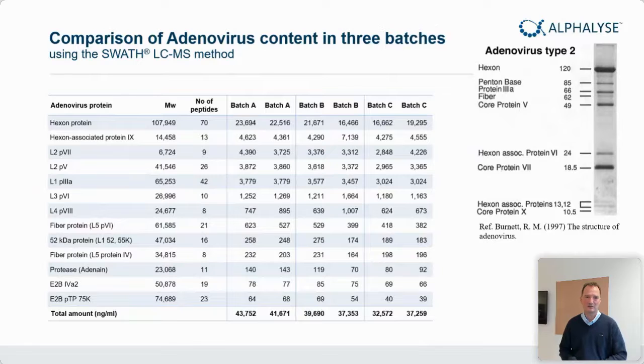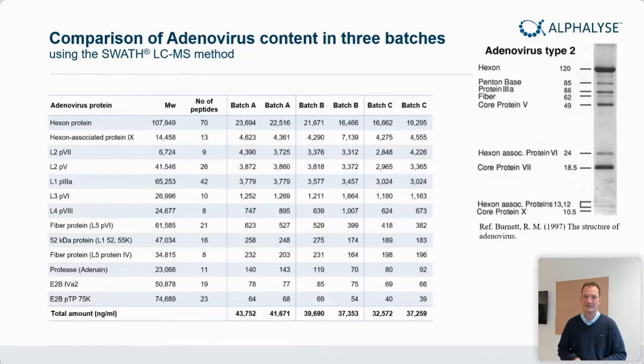Here we look at the viral proteins. You can see we identified about 14 different viral proteins from the adenovirus, and we get amounts on each of them, and again the total amount. Again, you can see that for batch C the viral amount is a little bit lower, and that might explain why the host cell protein amount was also lower for this batch.